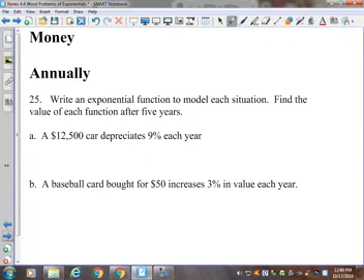All right, we're moving on to number 25. There is a formula that you learned, I believe, in Math 1 that says the account balance is equal to the principal times 1 plus R, the rate, divided by N, the number of times you want to compound it, raised to the power NT.